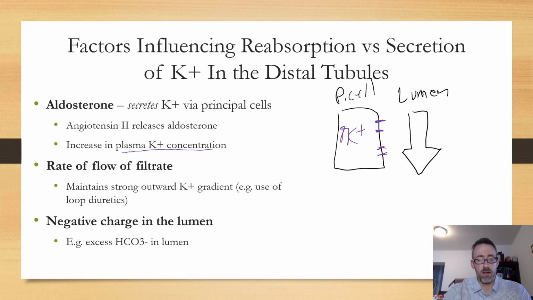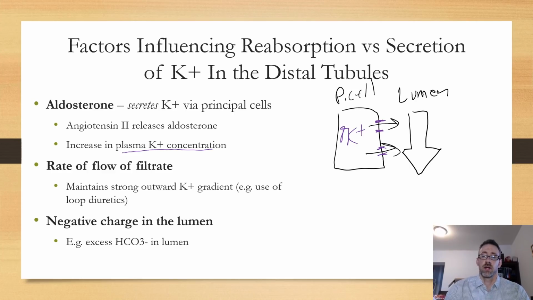Now, an increased flow rate usually means I have an increased volume, probably due to not reabsorbing sodium, so I have more water there and increase my flow that way. Or somebody is using a diuretic, like a loop diuretic or thiazide diuretic, and that increases the volume inside the distal nephron, and also increases the flow rate past these cells. And so the effect is that an increase in flow rate gives me an increase in potassium secretion.